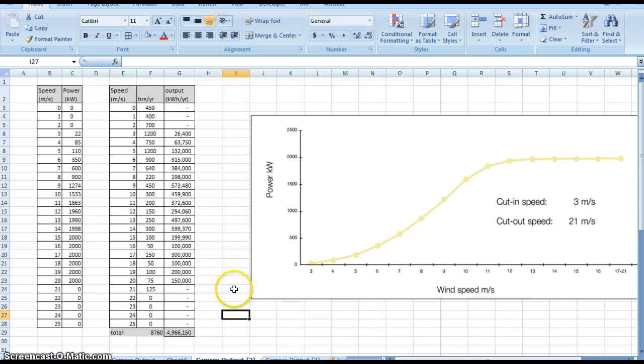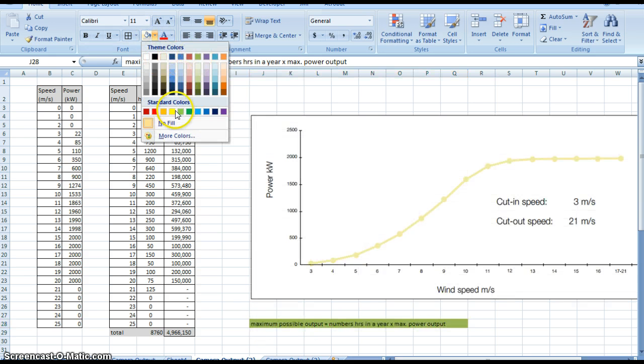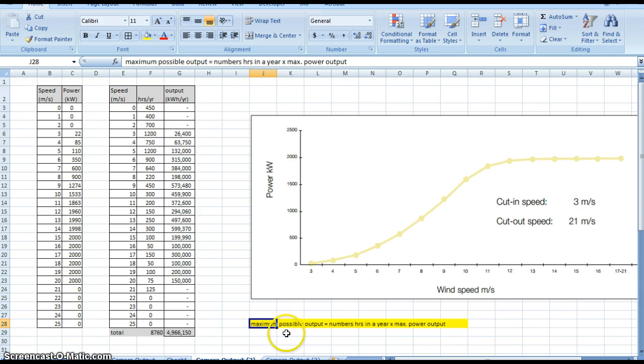The last thing I'm going to do is calculate the capacity factor under these conditions. In order to do that, I need to determine the maximum possible output of this wind turbine. So the maximum possible output equals the number of hours in a year times the maximum power output. The capacity factor tells you what percent of the maximum possible output you're actually getting. So what we need to do is calculate the maximum possible output.